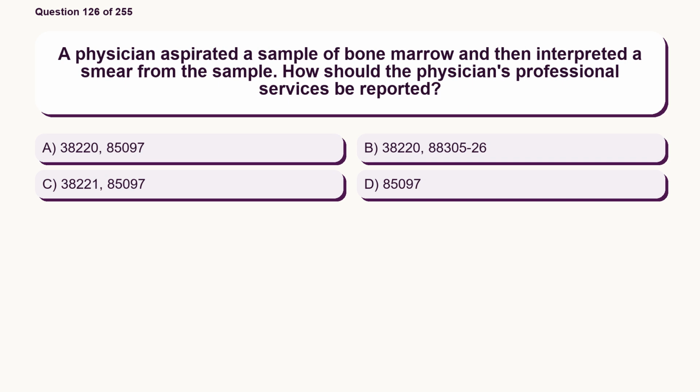Question 126. A physician aspirated a sample of bone marrow and then interpreted a smear from the sample. How should the physician's professional services be reported?